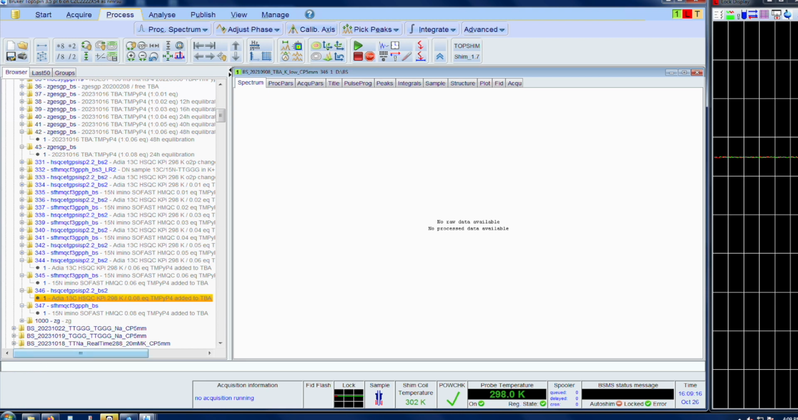The moment the experiment starts, the electronics get started, and since gradients are involved, the lock channel will indicate whether the experiment is running. Once again, this hopefully helps you understand the processes that are done once the sample is inserted into the NMR probe. Okay, thank you very much.